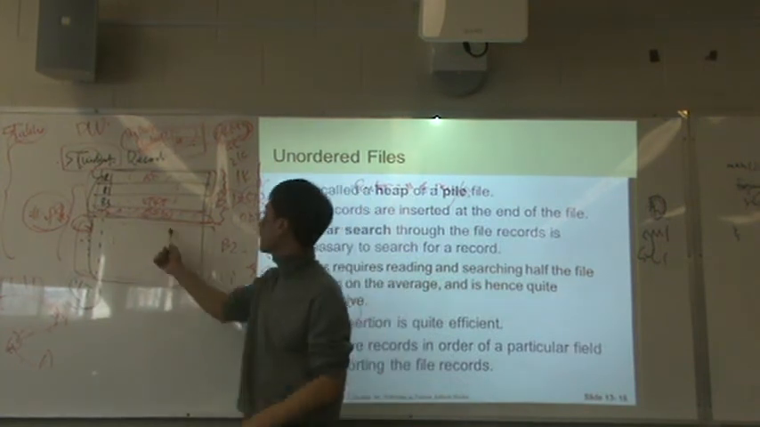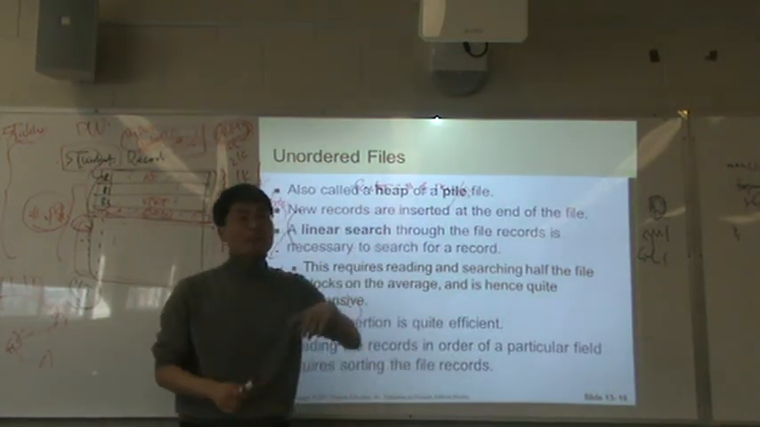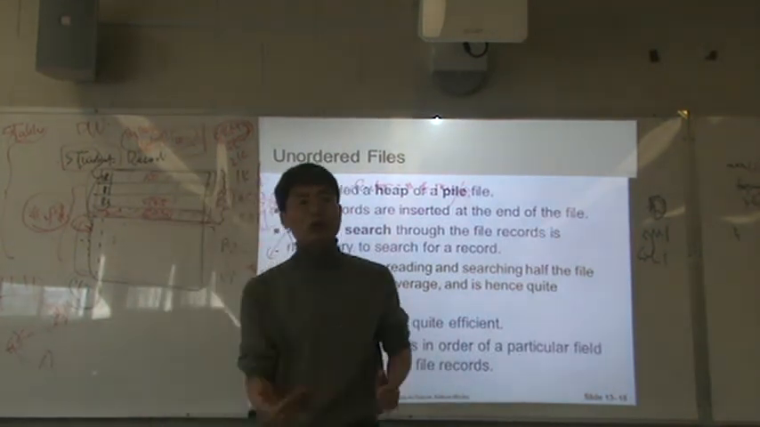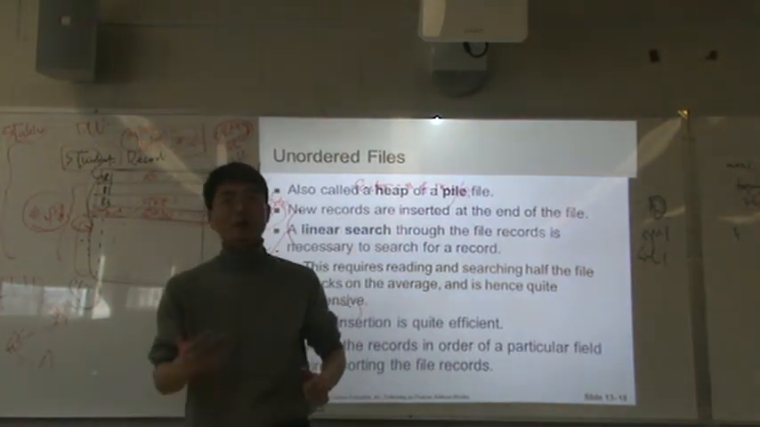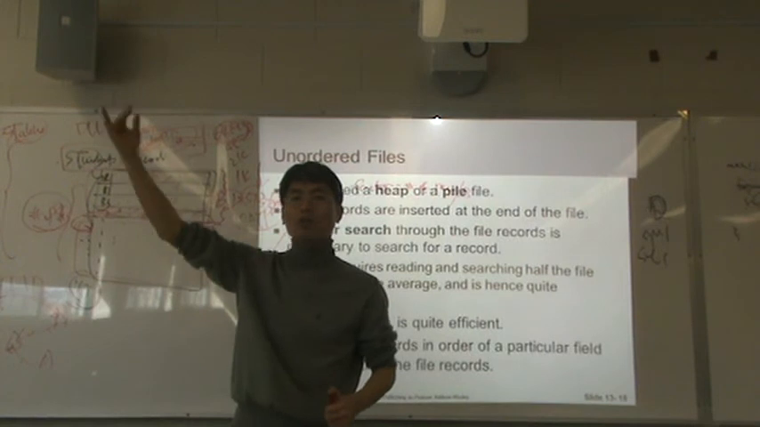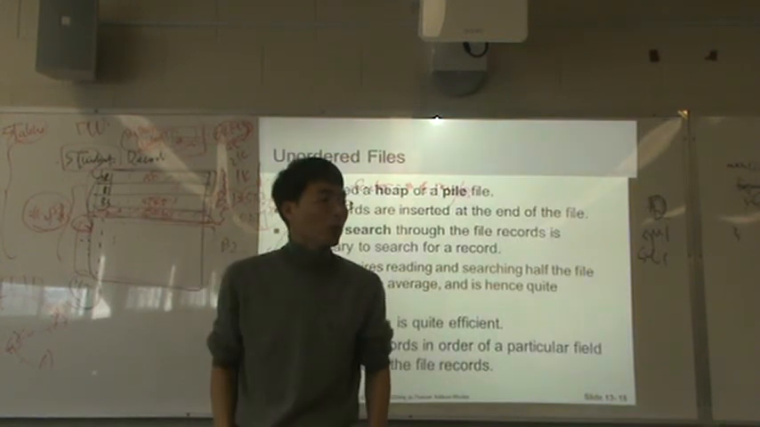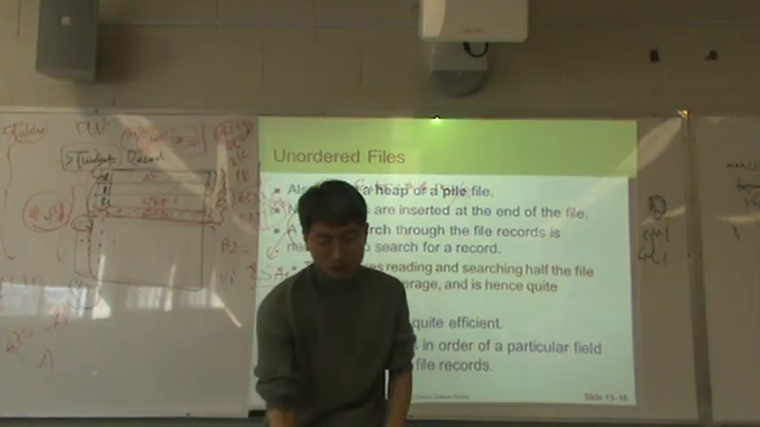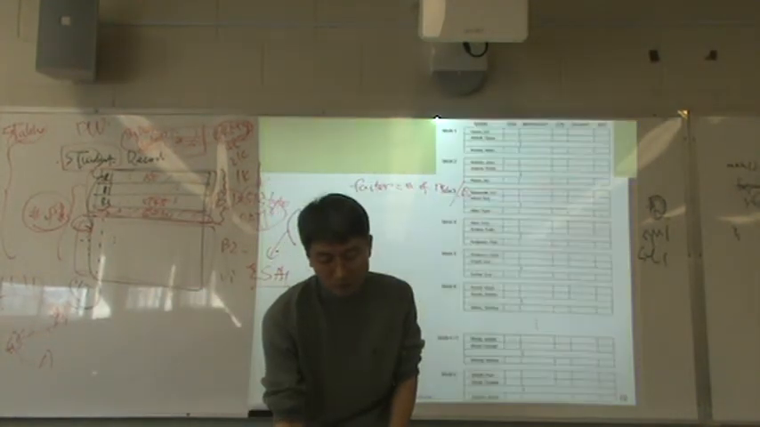So a non-ordered file is called a heap or pile. Heap because it grows. Whenever you have a new record, you can just add. What about the ordered file? You need to find the appropriate location. It takes a lot more time, right? There are pros and cons between ordered and non-ordered.